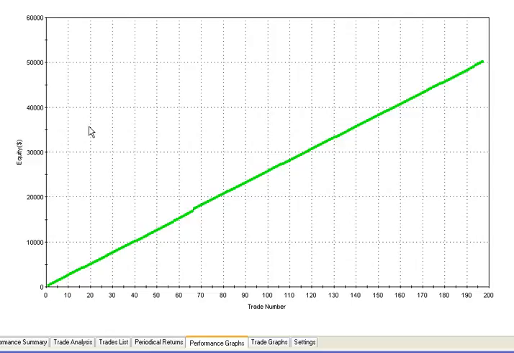Now this chart is trading the Euro USD 30-minute. It's an arbitrary chart. This is one of my favorite currency pairs, one of my favorite time frames. There's no reason that this won't work on anything else, but I'll show you how I set it up.